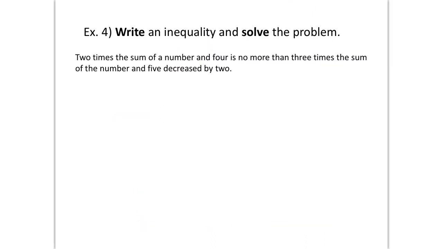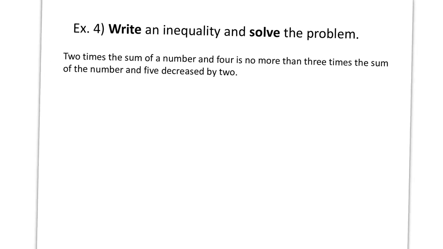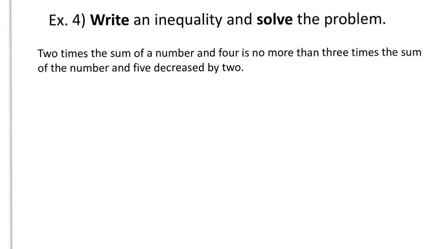Now this one is more like an application problem where you have a sentence, a word problem, and it says here the instructions to write down the inequality and we want to solve the problem. So we really need to understand the keywords that we need to use so we can write down the inequality. So we're doing 2 things. We are writing and then we are solving that inequality. So let's read the actual sentence or the statement. It says 2 times the sum of a number and 4 is no more than 3 times the sum of the number and 5 decreased by 2.